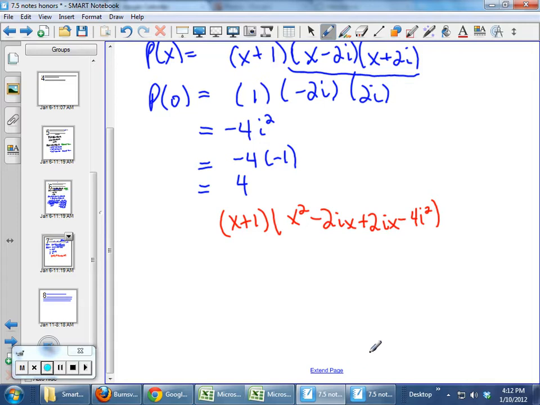I said this cancels out nicely. It doesn't look very nice right now, but trust me, it does. So this is P of x. We get x plus 1, and then we get x squared. Well, if we have minus 2ix and plus 2ix, hey, that's pretty sweet. Those cancel out. And then minus 4i squared. Well, we already noticed up here that minus 4i squared is the same as 4. So it's just x squared plus 4. That is pretty nice, that all the i's just cancel out and we're left with x squared plus 4. Okay, so then if we multiply these together, we'll FOIL it. X times x squared is x to the third.